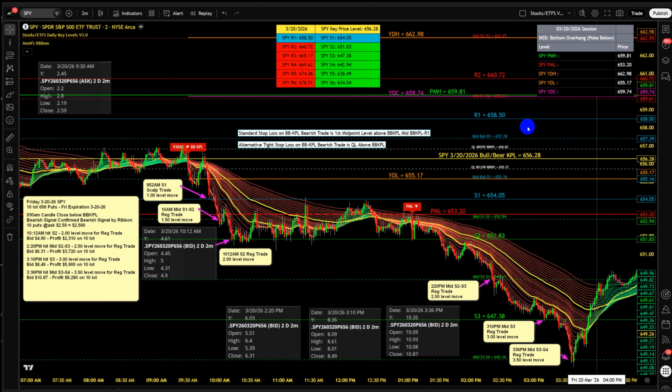So the market structure and the auto updated key levels are what is of great value with this particular indicator. So that transcends to really any type of option trading strategy.